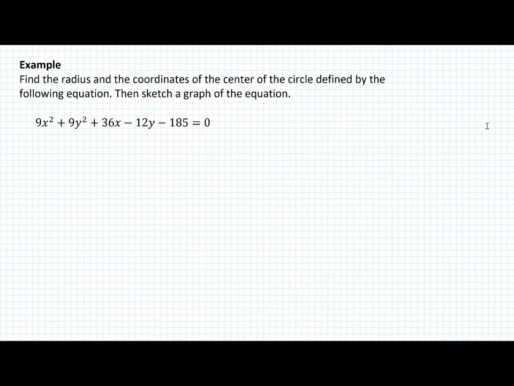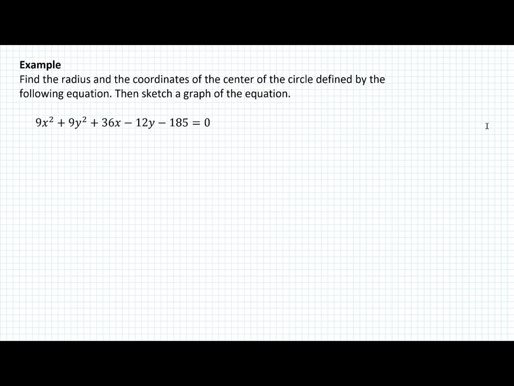So let's look at an example now. Find the radius and the coordinates of the center of the circle defined by the following equation, then sketch a graph of the equation. So here we have 9x squared plus 9y squared plus 36x minus 12y minus 185 is equal to 0.